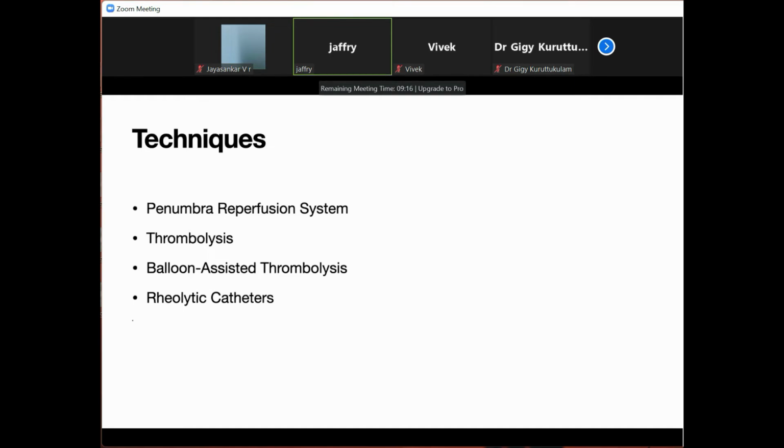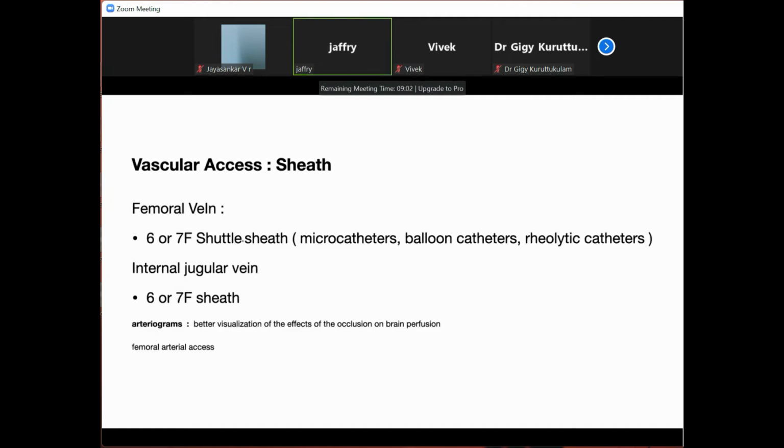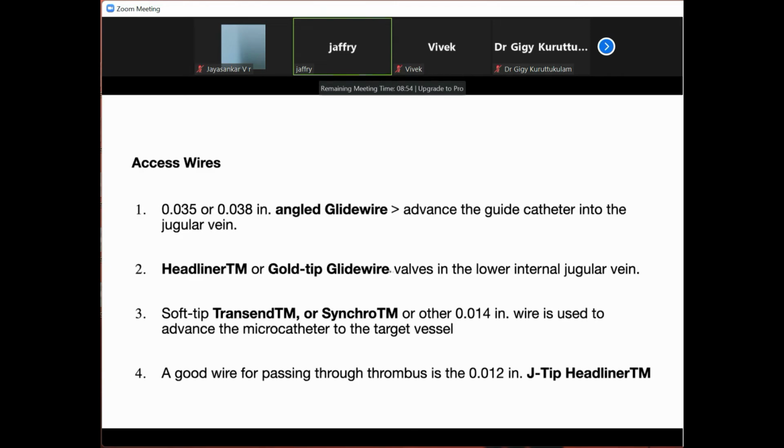The techniques for intervention are the Penumbra reperfusion system, thrombolysis either by urokinase or alteplase, balloon assisted thrombolysis, and rheolytic catheters. Vascular access, as I told previously, is either femoral vein or internal jugular vein. It is always better to have arterial access. Access wires are the angle glide wire or the Headliner gold tip glide wire, depending on the need. When we want to go through the valves, it is always better to have a gold tip glide wire. To reach the target vessel, it is better to have soft tip Transend and Synchro wires.